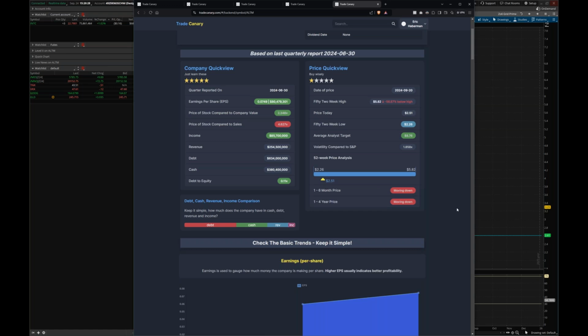Now, I am not trying to convince you guys on any level to buy ALTM. I can't even legally suggest that you do this. I'm just talking you through how I think through it. So, solid company. Cash, 380 million. Debt, 634 million. Revenue, 254 million in a quarter, right? They took home 85 million.